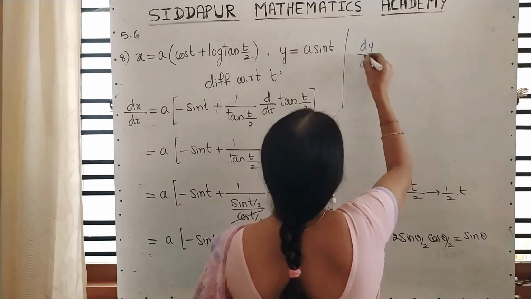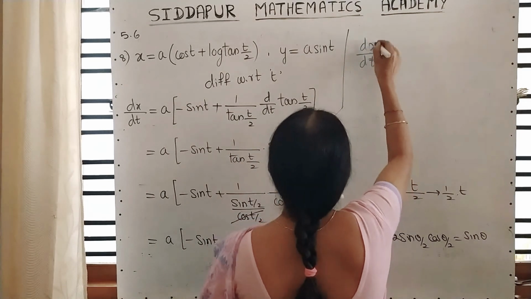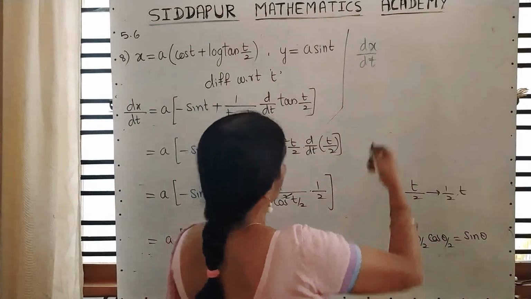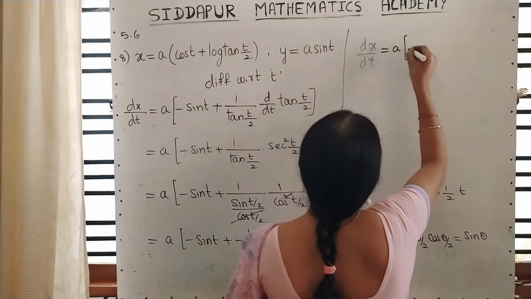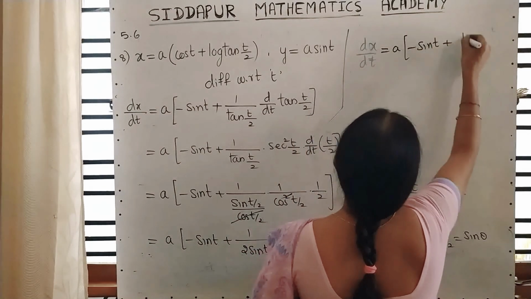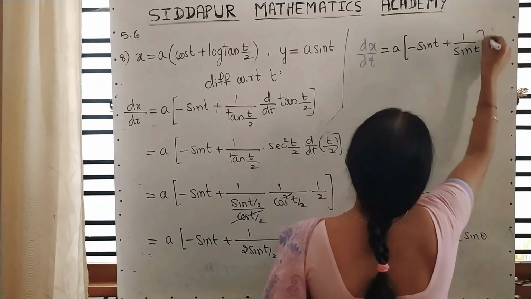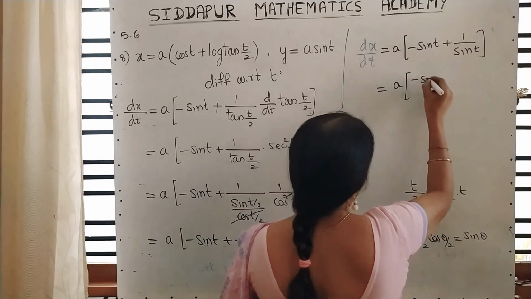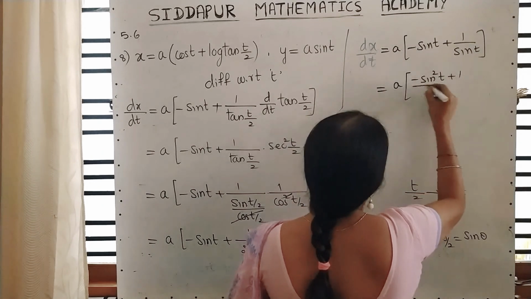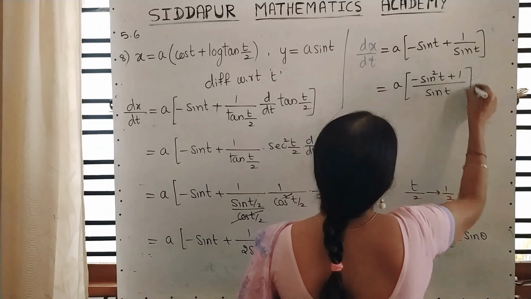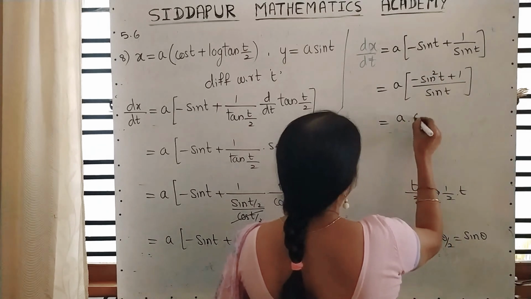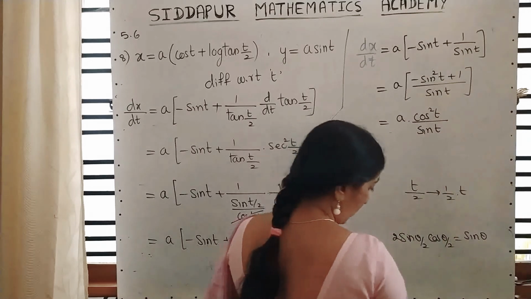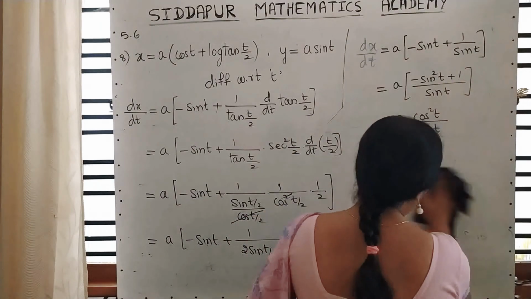dx upon dt is equal to a in the bracket, minus sin t plus 1 upon sin t. Take the LCM. The LCM is sin t, already sin is there, minus sin square t plus 1 upon sin t. What is 1 minus sin square t? 1 minus sin square t is cos square t upon sin t as it is.